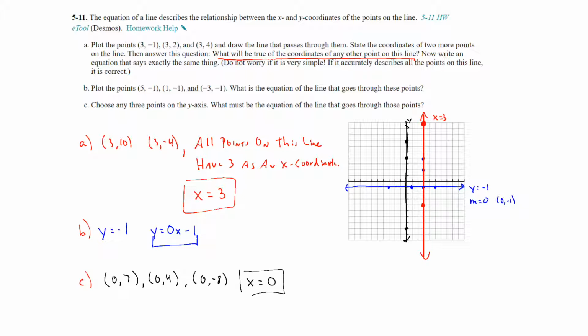So look at what we've just done there. Look at the horizontal and the vertical lines. Look at the similarities between our 2 vertical lines and then our horizontal line, which is at y equals negative 1 or y equals 0x minus 1. So once again, look at the similarities and the differences between those 2 types of equations and 2 types of lines.